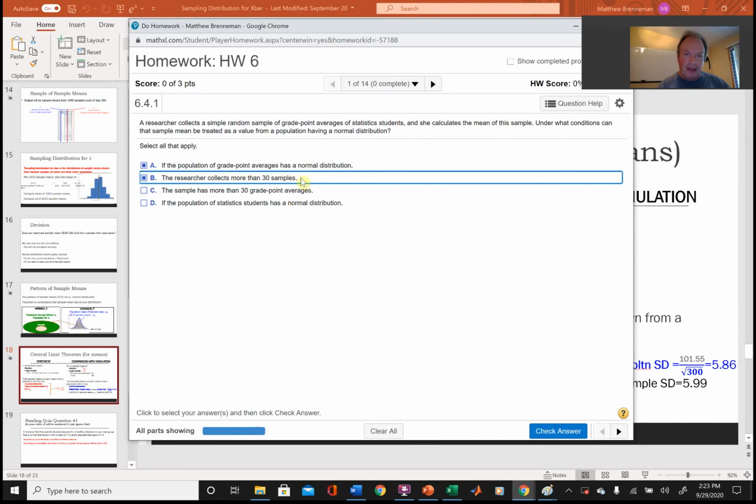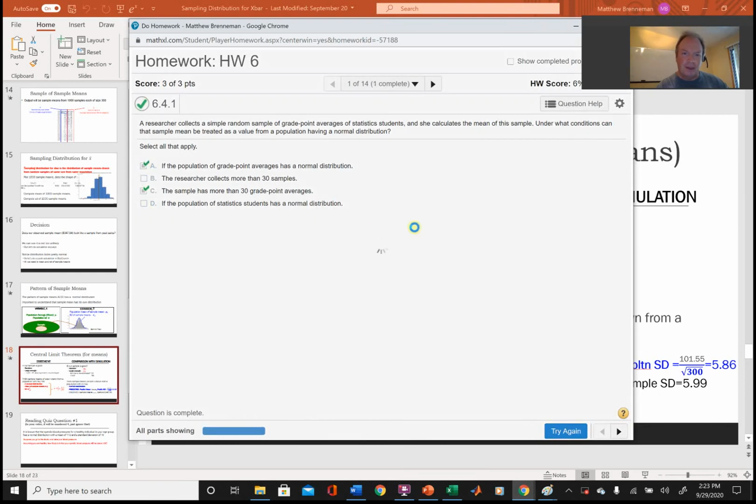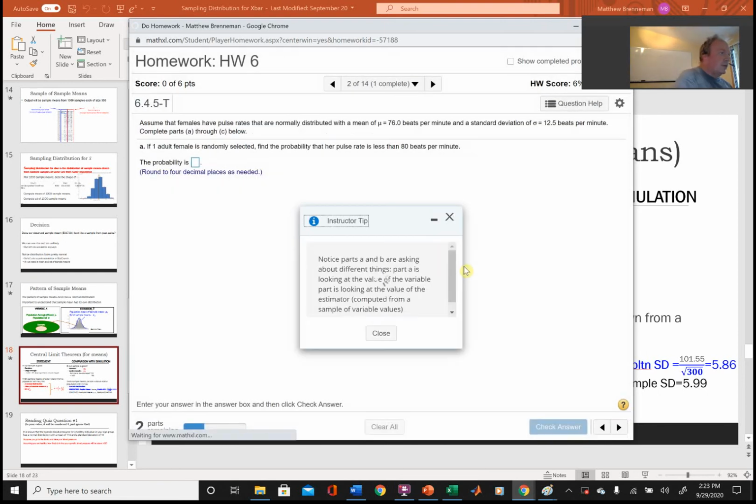If the sample has more than 30, I'm sorry, actually this is not the number of samples. This is the number of individuals in the sample, right? So more than 30 samples won't help because each of these students themselves is actually one data value, okay? If the population of statistics students comes from a normal distribution, this last one doesn't even make any sense, right? So we go ahead and check. Okay, good.